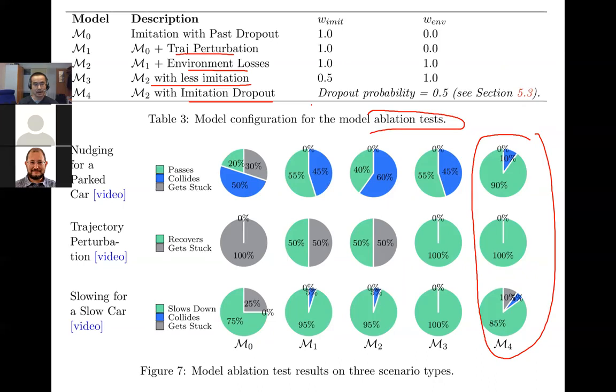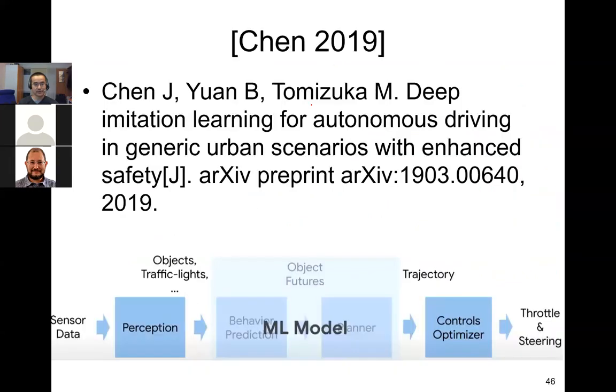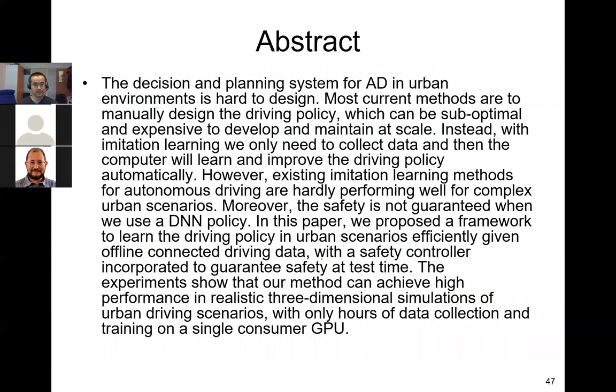Okay, so let's move on to this paper. This is from UC Berkeley, also a mid-to-mid approach. So manual policy may be suboptimal and expensive to develop and maintain at scale.